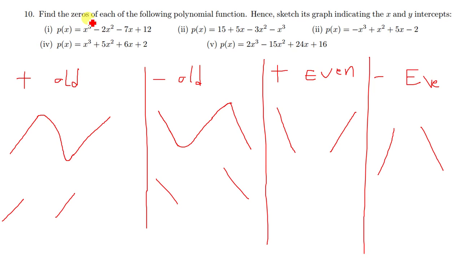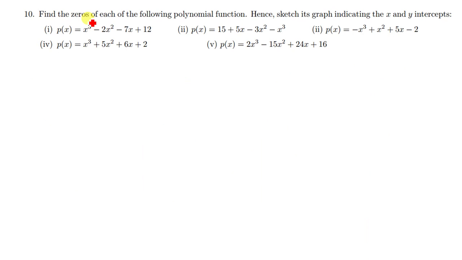And then apart from that, you also need to know how to find the zeros. The zeros are also known as the x-intercepts. Zeros are just points where the curve meets the x-axis. So to find the zeros, you are going to equate this whole polynomial to 0. Hence, we are going to have something like this.